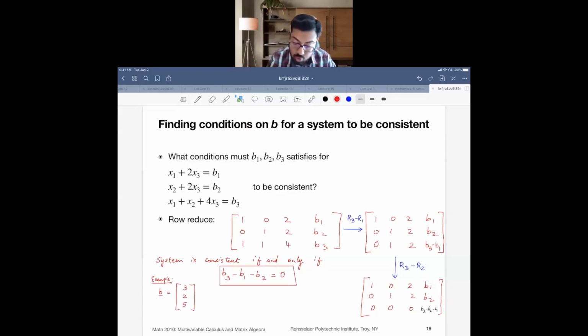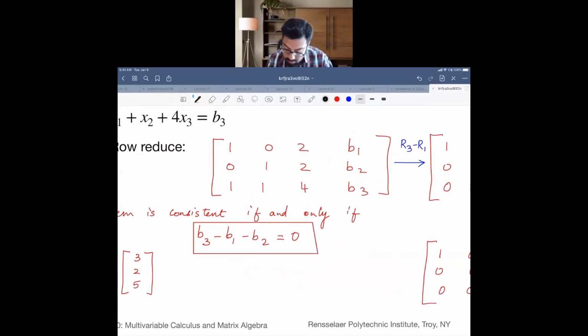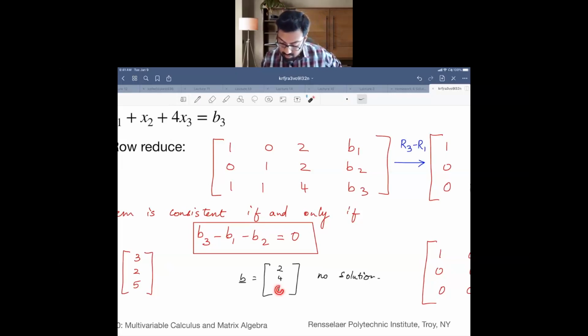For example, if you chose B to be, say, 2, 4, 1, then you would have no solution, because it doesn't satisfy the condition for consistency. You see, 1 minus 4 minus 2 is non-zero.